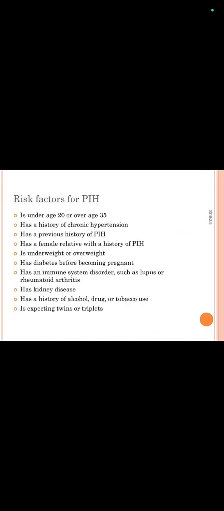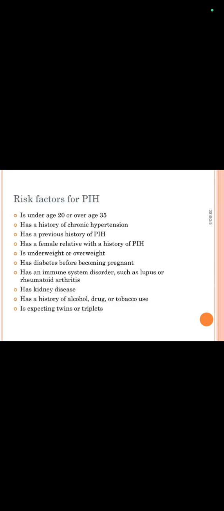What are the risk factors of PIH? It is present if there is pregnancy under the age of 20 or over the age of 35. The patient has a history of chronic hypertension, or this is a second or third pregnancy and in the previous pregnancy the patient had hypertension. Then if a female relative has a history of PIH, or if the patient is underweight or overweight, that is in short a high risk pregnancy.